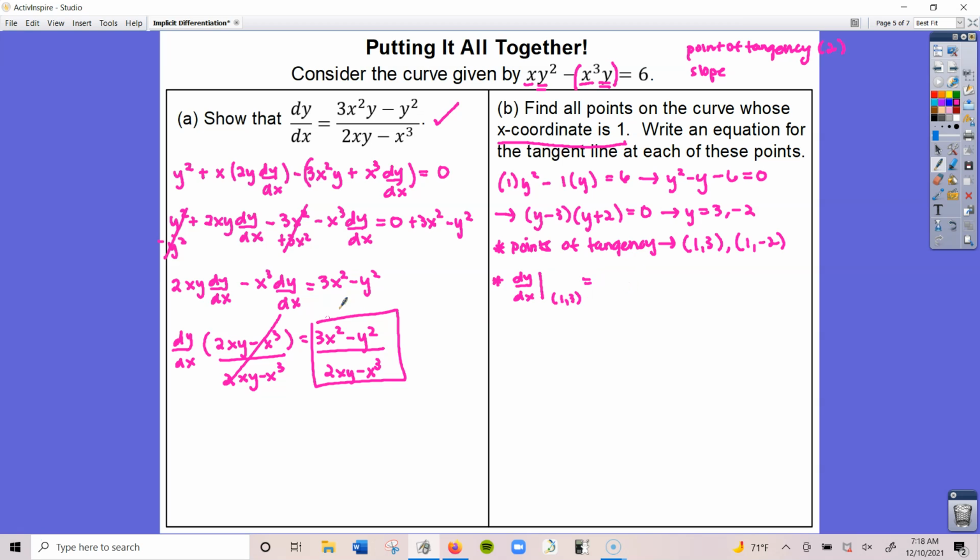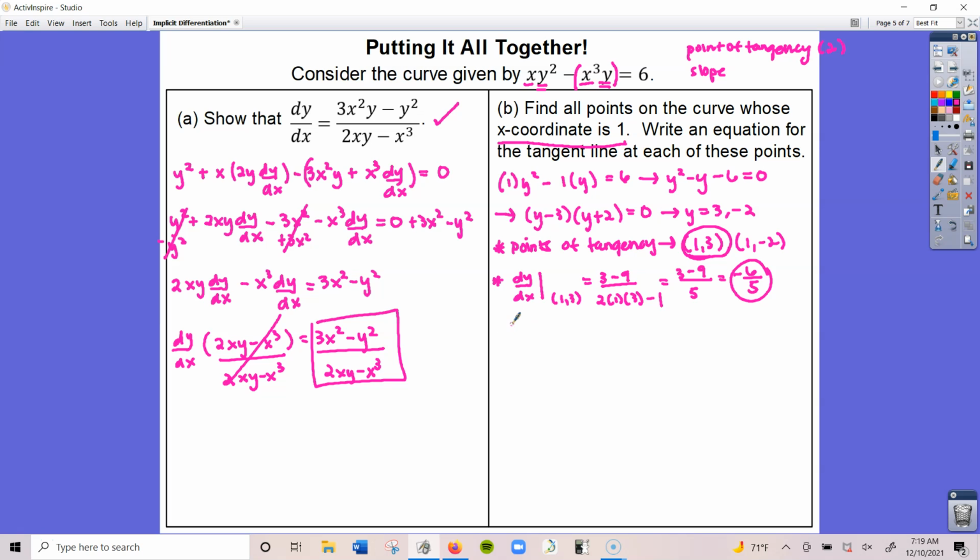And this is going to equal, now I found my derivative here, so I'm going to plug in x is 1 and y is 3. That's going to be 3 times 1 squared, which is 3, minus y squared, so 3 squared, which is 9, over 2 times x times y minus 1 to the third, which is 1. So it's going to be 3 minus 9 over 6 minus 1, right? 2 times 1 times 3 is 6, minus 1 is 5. 3 minus 9 is negative 6 over 5. So this is my slope for (1, 3).